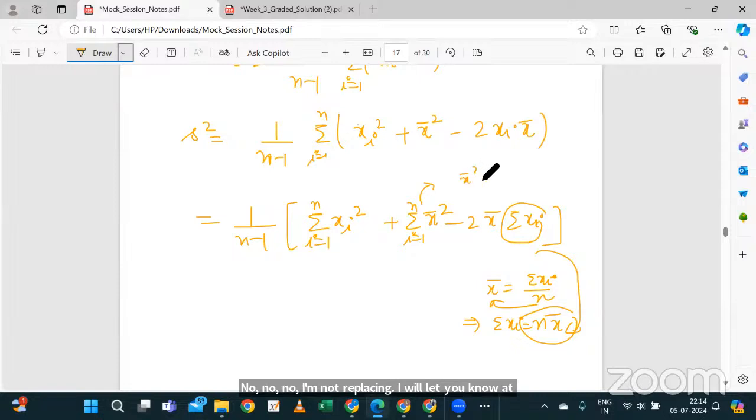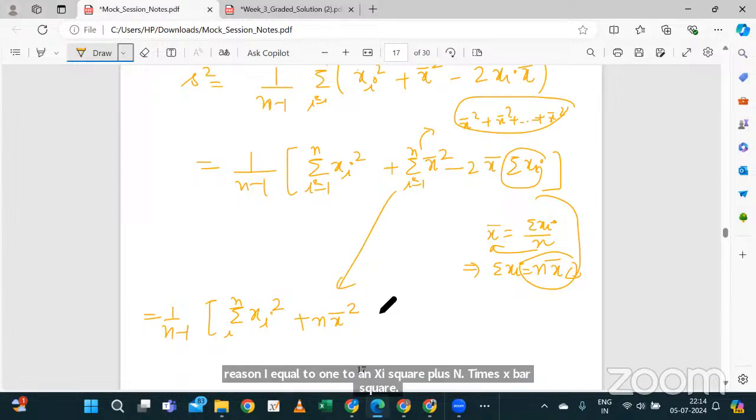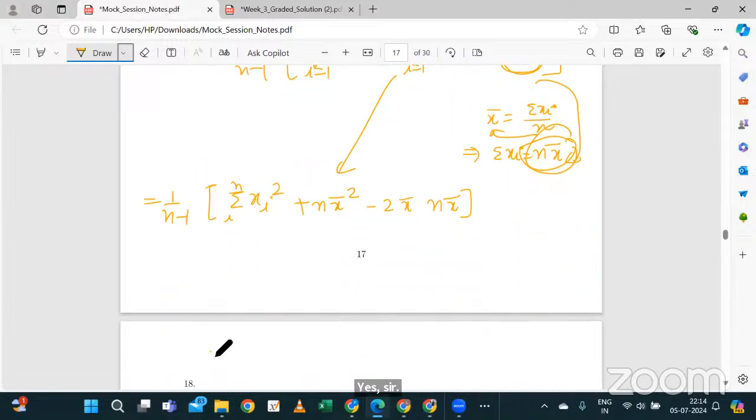In this case, we are adding x bar square n times, right? So this becomes 1 upon n minus 1 summation i equals 1 to n xi square plus n times x bar square. Yes or no? Correct. Minus 2 x bar, this summation of xi I can replace with n times x bar. Correct. Now what will you get from here?